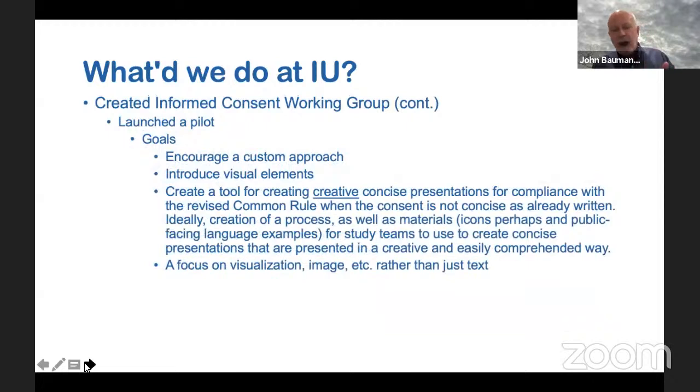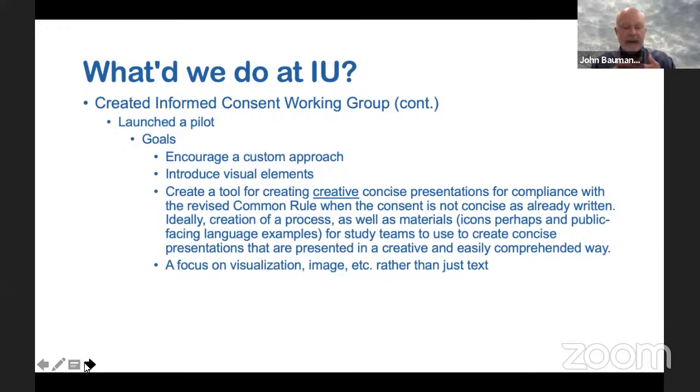We also launched a pilot. And here I have to give a little bit of an apology. The pilot was really geared, as you can see in here, on developing ways of providing the key information without using text, without using just words, because we were so concerned that it would just increase the density of an already dense informed consent document.